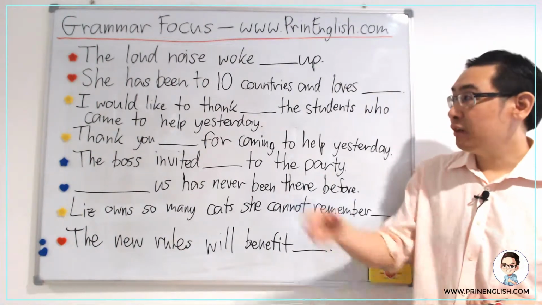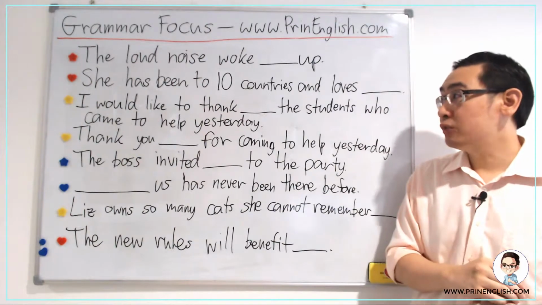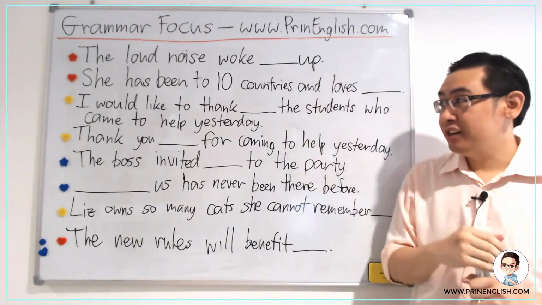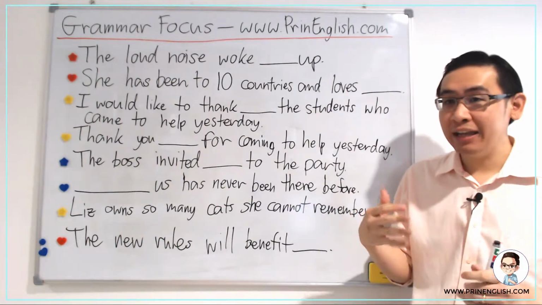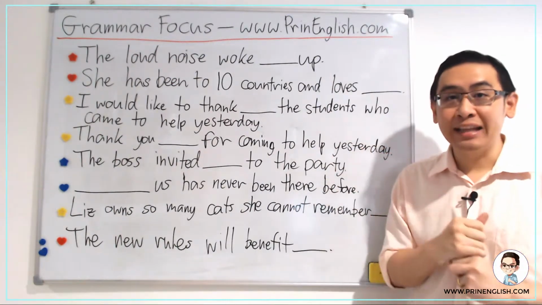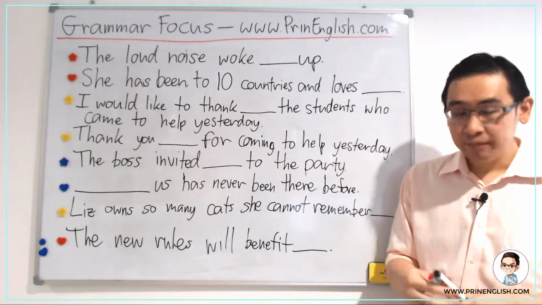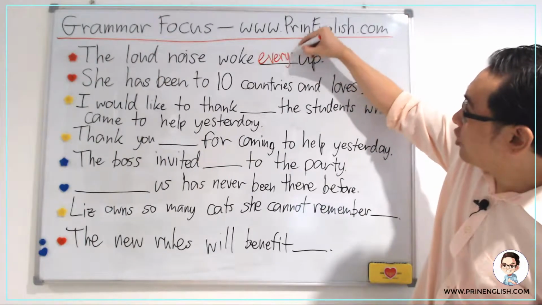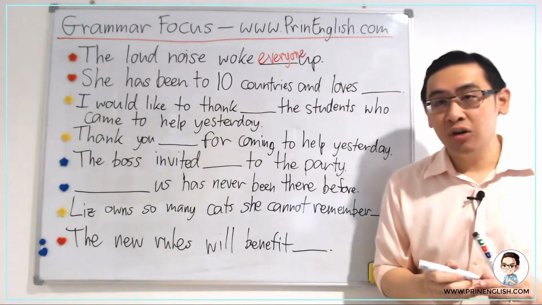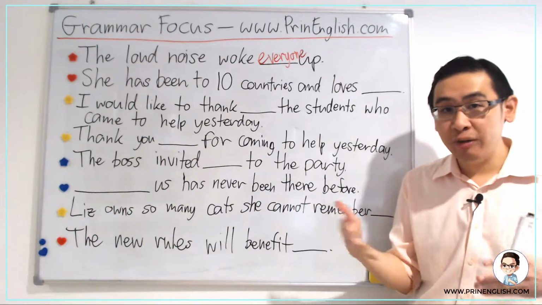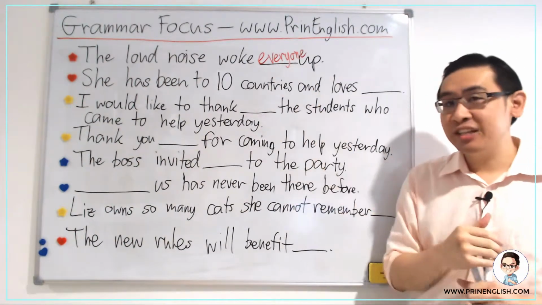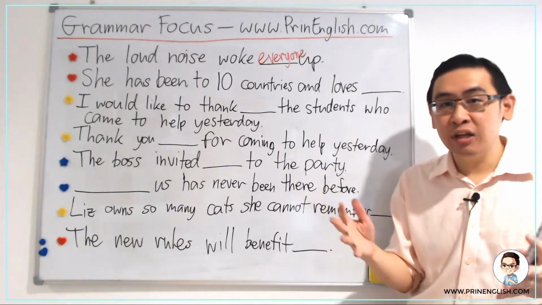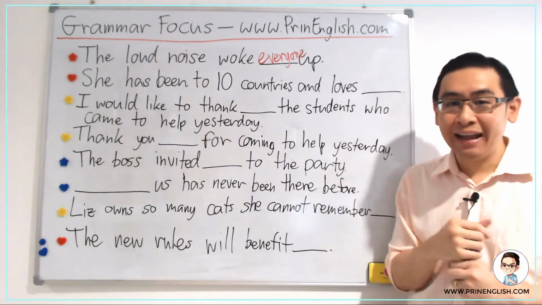Alright, let's look at the first sentence: "The loud noise woke ___ up." So what should be the answer here? For this one the best answer is actually "everyone" like this, without a space, because we're not referring back to anything, and it makes sense to use "everyone" because it refers to maybe every person in the building or in the area.